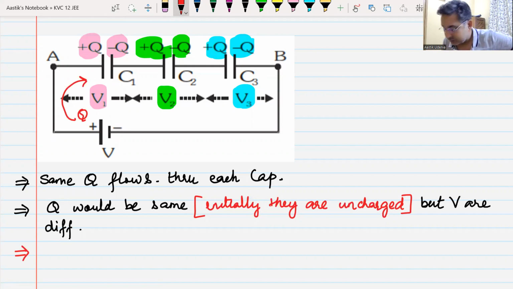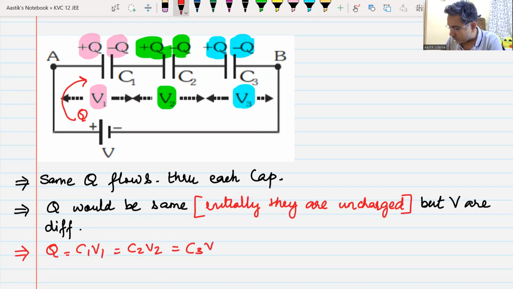Q equals CV. That is the only formula that we have studied. So here the charge Q, which is coming on capacitor 1, will be equal to C1 V1. That would be again equal to C2 into V2. That would be again equal to C3 into V3, and so on if there are n number of capacitors connected. We understand this, yes or no?